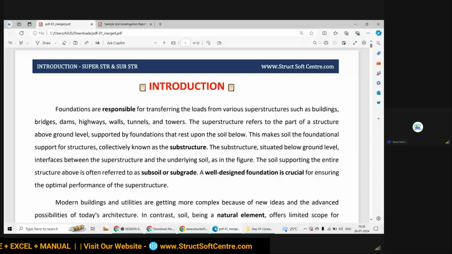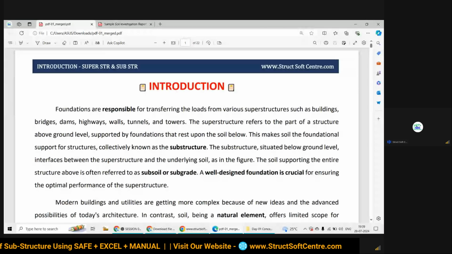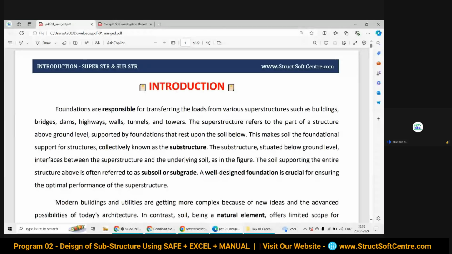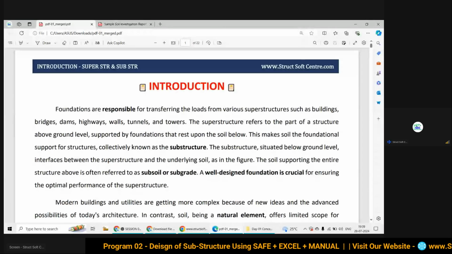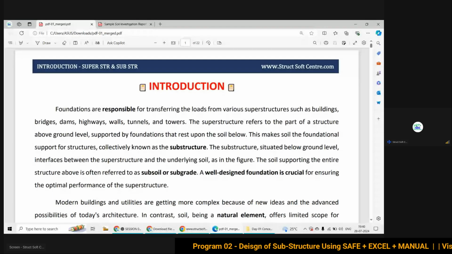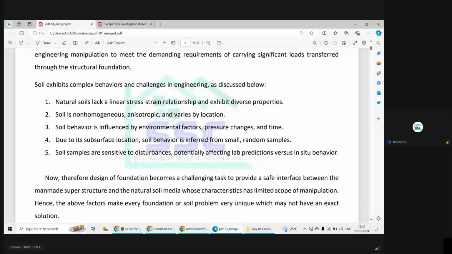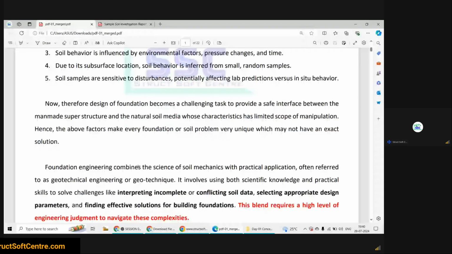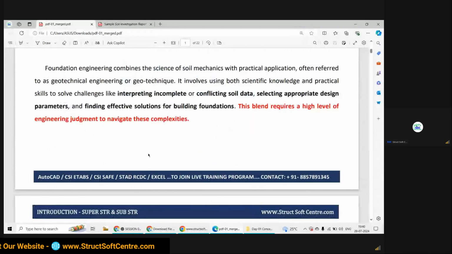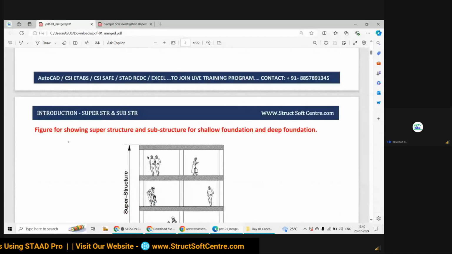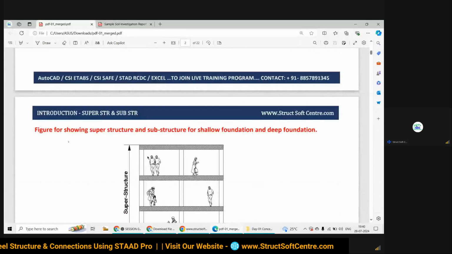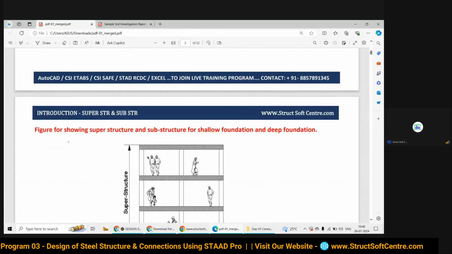So with that objective, in the last session we started our discussion to understand the superstructure and substructure. And in substructure, there are some kinds of myths, and we are trying to erase those myths from our mind. What were those misconceptions and myths that we saw in the last session.